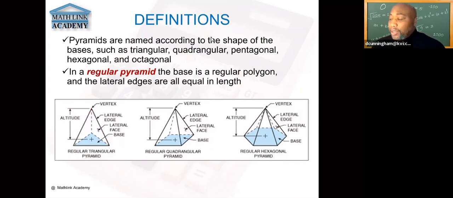Another name of a pyramid could be a regular quadrangular pyramid. In that case, our base is a square, or sometimes it could be a rectangle, but it's that square looking base on the bottom, which is blue. And again, we have our height, a vertex, a lateral edge. In this case, we have a few lateral edges here, 1, 2, 3, 4. And then from those lateral edges, we have those lateral faces that are made from those lateral edges.